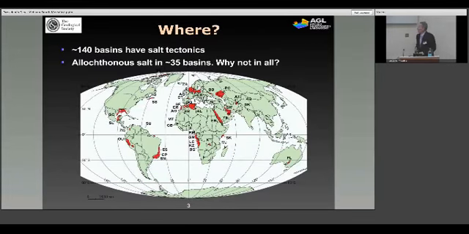So first off, it's quite common. Of all these red blotches that you see here, there are about 140 salt basins around the world that are known to have salt tectonics. In other words, a considerable amount of deformation involving salt and the sediments around it. And of those, 35 basins have allochthonous salt. So quite a large proportion. Well, why not all of them?